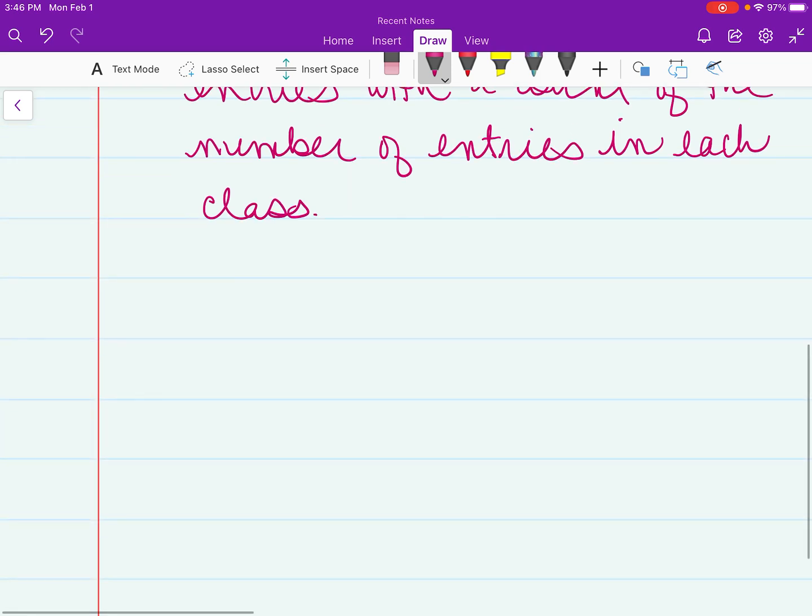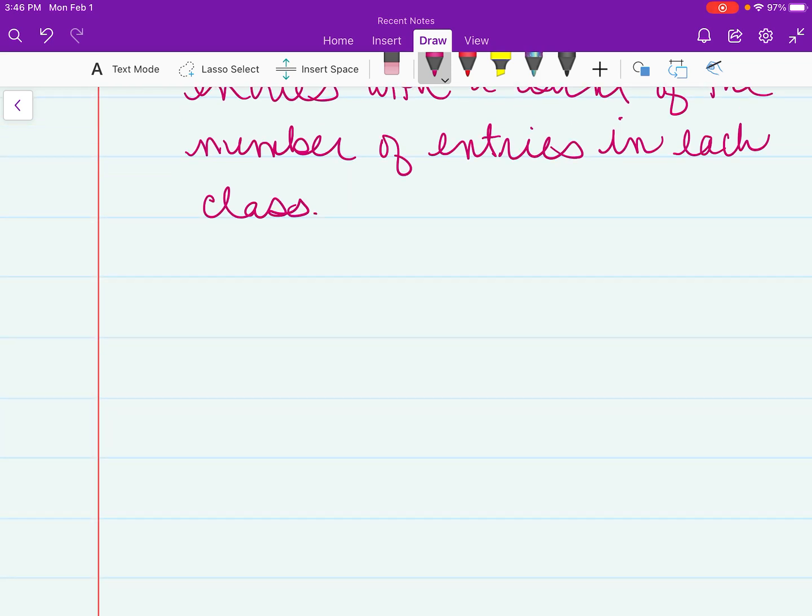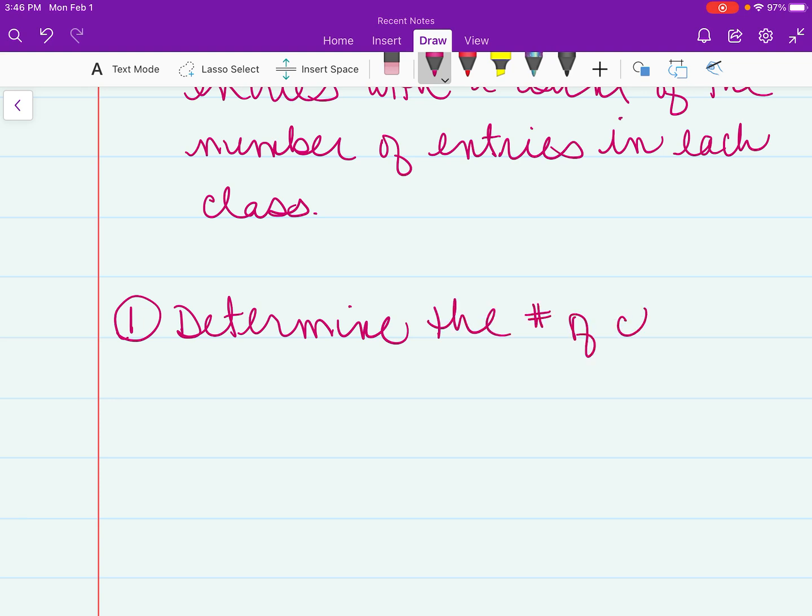So we're going to go through the steps that you'll need to complete to create a frequency distribution table. Step 1 is to determine the number of classes. Most of the time this will be given to you by the author, either by myself on your lab or on your homework. Pearson will actually probably indicate the number of classes they'd like for you to use.